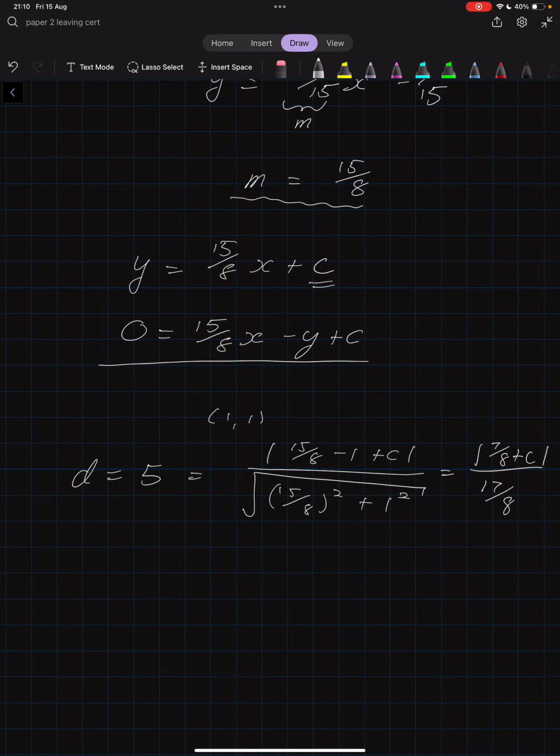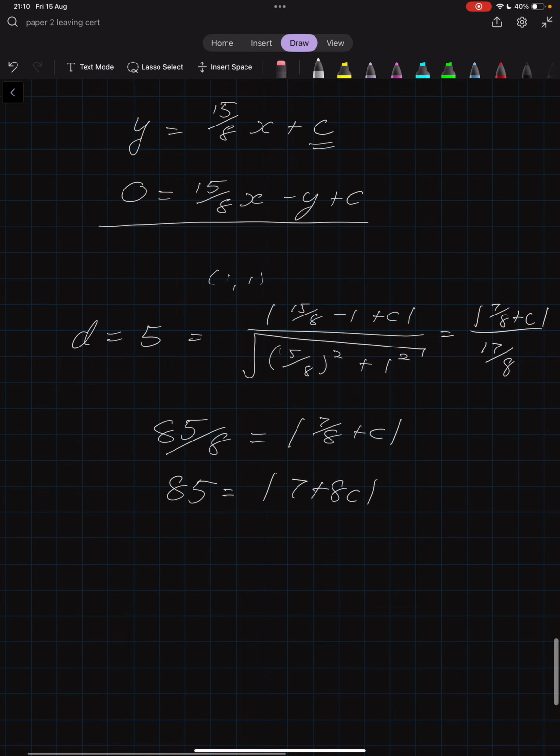Okay, so I'm going to multiply the 17 over 8 to the left hand side. So 17 over 8 times 5, that's going to give me 85 over 8 equal to the magnitude of 7 over 8 plus c. So I'm going to multiply both sides by 8 just to get rid of it. So it's 85 equals the magnitude of 7 plus 8c. Now you might sit there and say, there are 2 different answers to this. How am I going to get 2 different answers for this equation?